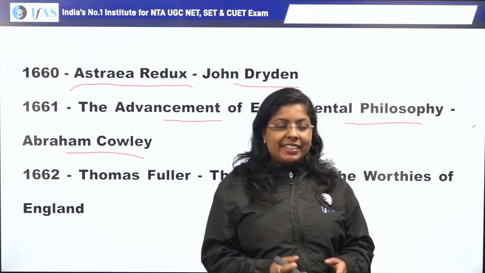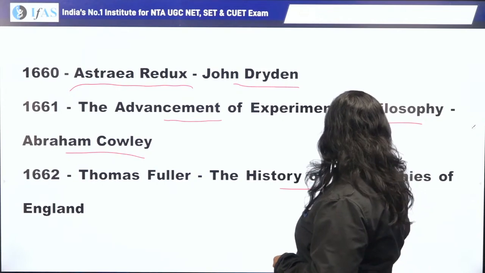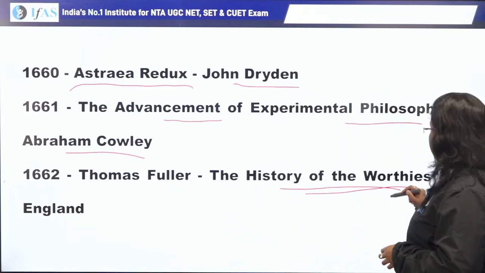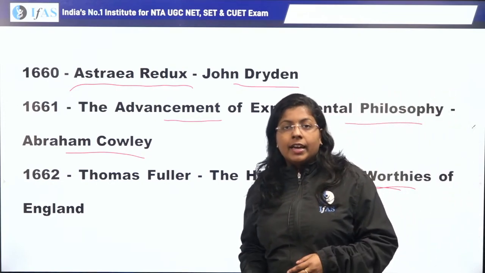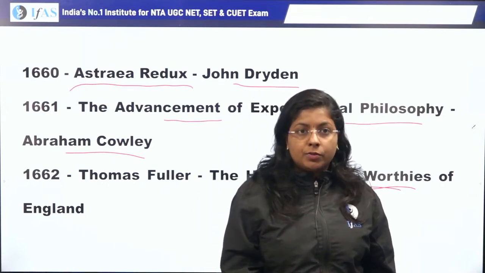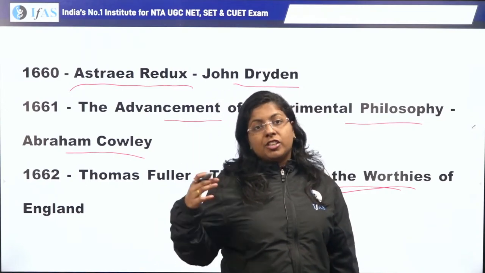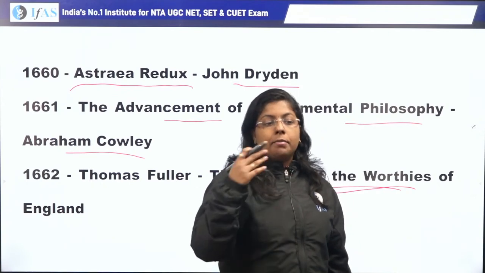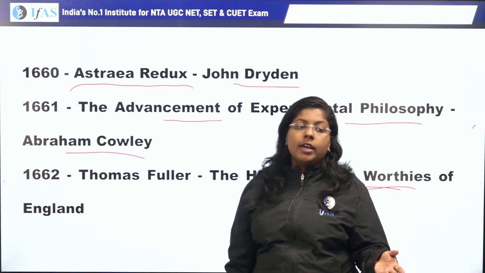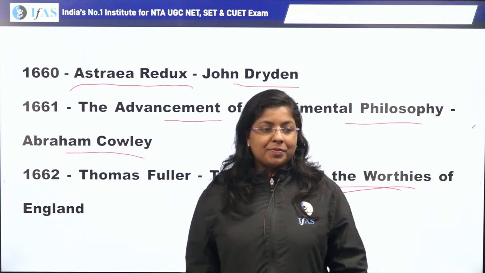Next, in 1662, what is the significance of the year 1662? We have Thomas Fuller's The History of the Worthies of England, an historical work written by Thomas Fuller in the Restoration age. In 1662, Thomas Fuller published The History of the Worthies of England. So in 1661 we have Abraham Cowley, in 1662 we have Thomas Fuller's work, but in 1660 we have John Dryden's work. Right? Okay.